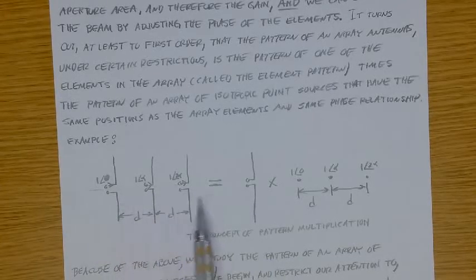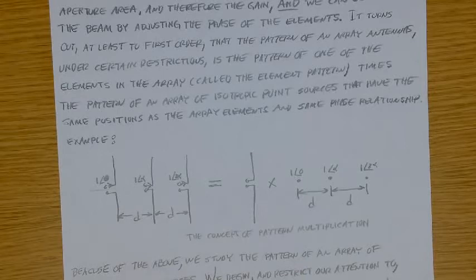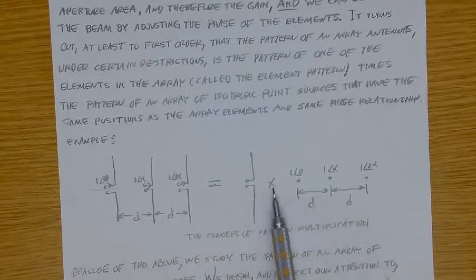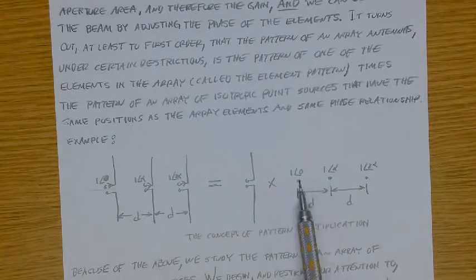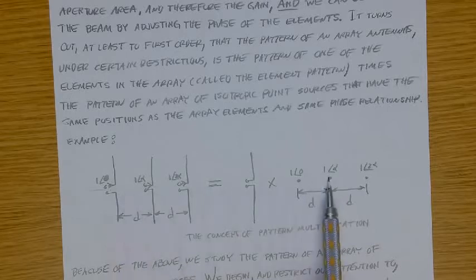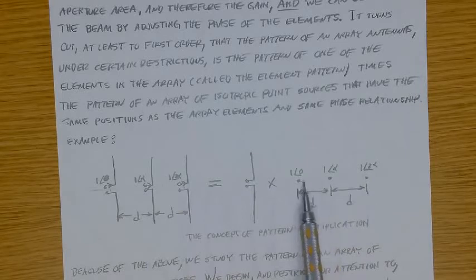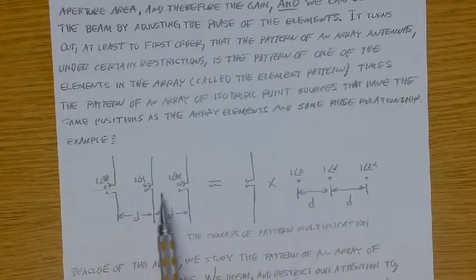The pattern from the array of elements is the pattern of one of the elements times, so we're going to multiply patterns here. This is why we call it pattern multiplication. It is times the pattern of isotropic point sources that are placed at the phase centers of these antennas. This one goes with that antenna, this one goes with that antenna, this point source goes with that antenna. And then these isotropic point sources have the same phase relationship as the currents fed into the actual antennas have.